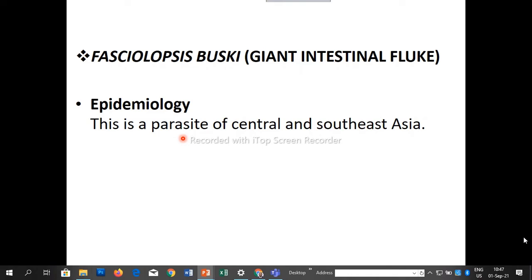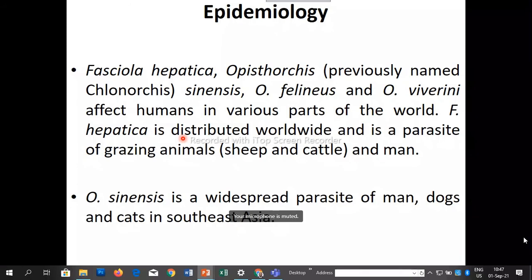This is a parasite of Central and South Asia. Fasciola hepatica also belongs to that group that causes fasciolopsis. Was previously called Clonorchis and also all of those. Fasciola hepatica causes liver fluke and affects humans in various parts of the world. Fasciola hepatica is distributed worldwide and is a parasite of grazing animals like sheep, cattle and man. Opisthorchis, also called Clonorchis sinensis, is a widespread parasite of dogs and cats in South Asia.